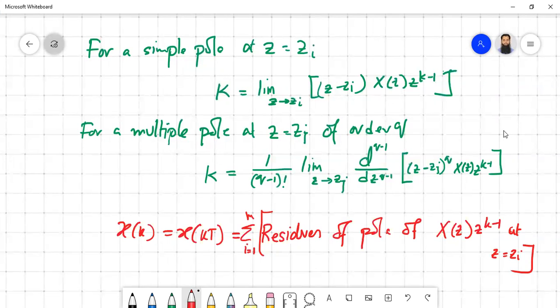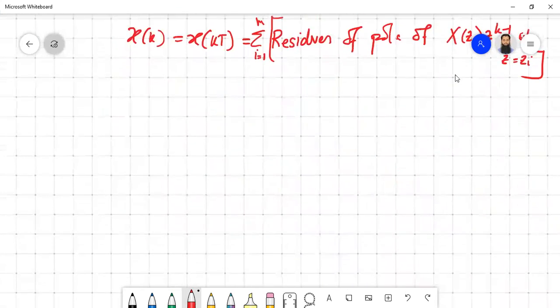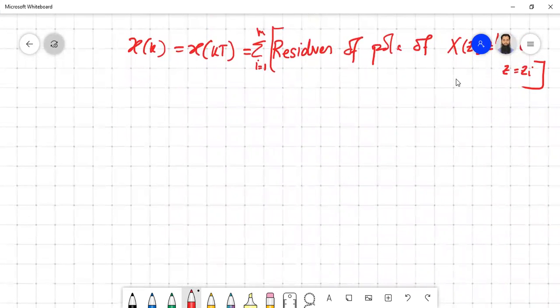I know the theory is a bit complicated, and the derivation involves a basic understanding of complex variable theorems, but eventually applying the theorem is relatively very simple. Let's see one quick example that will make things a lot easier. Example 2.16 says: obtain x(kT).